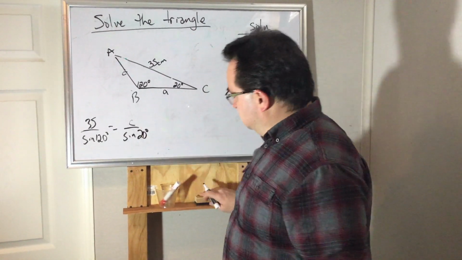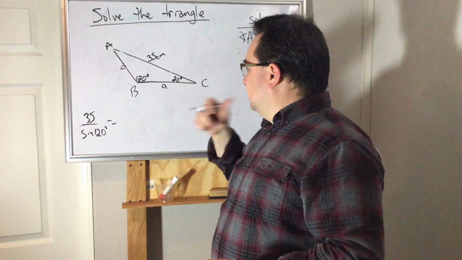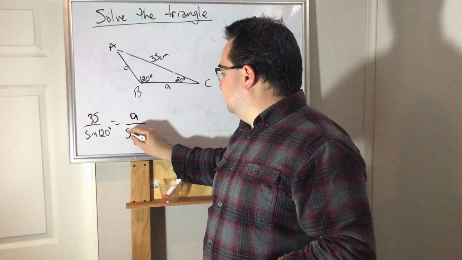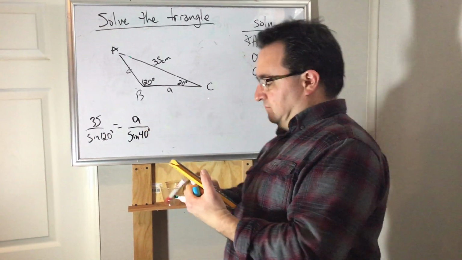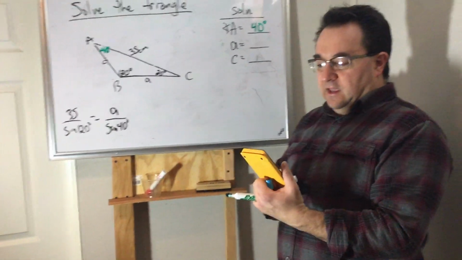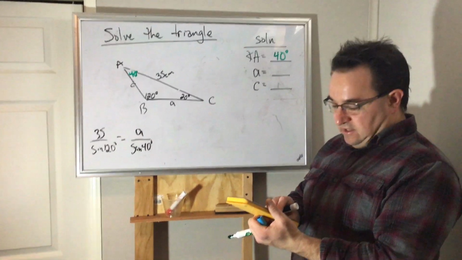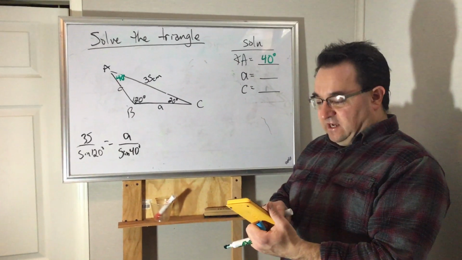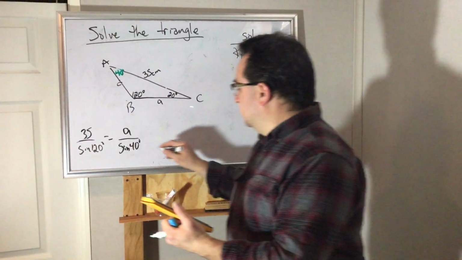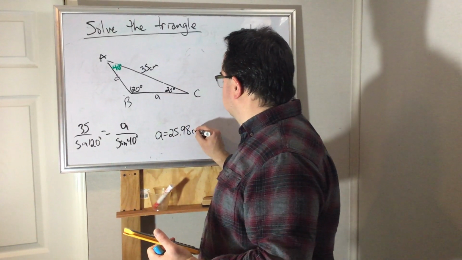No, I messed that up. My bad. We're trying to find A here, but we could do it either way now. We found A, and this was sine of 40. Okay, so I could certainly do it that way. And what did I get? I think I had, we'll just punch it in again, 35 sine of 40 divided by sine of 120. And I get A is 25.98.